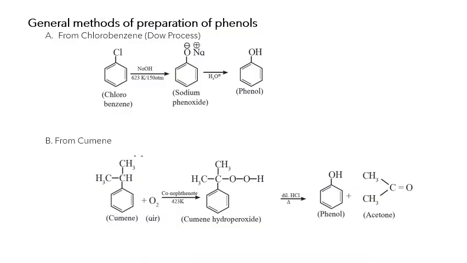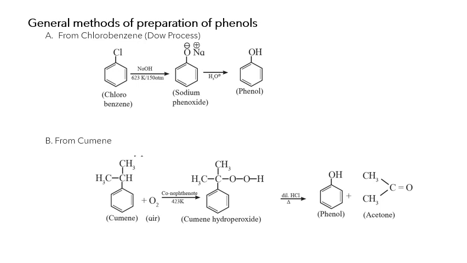Preparation of phenol. First one, from chlorobenzene, the Dow process. Chlorobenzene is fused with NaOH at high temperature and pressure and sodium phenoxide is formed. Sodium phenoxide on treatment with dilute HCl gives phenol.